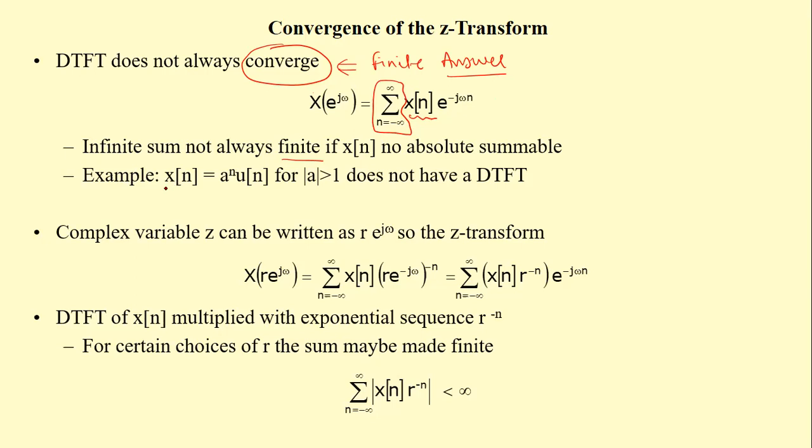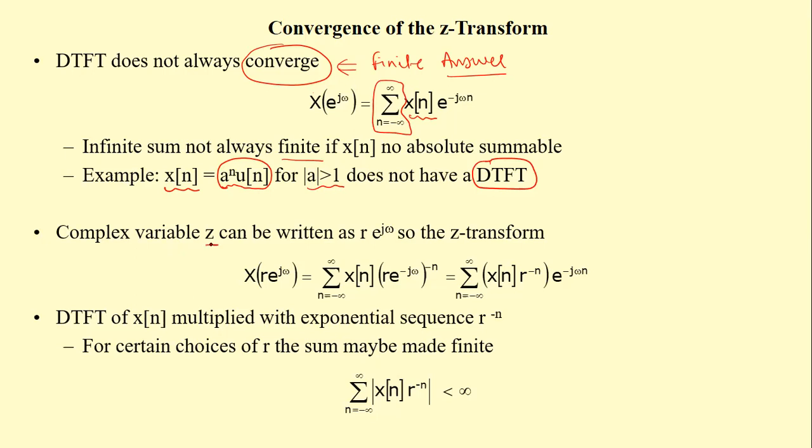For example, we have x of n is equal to a raised to the power n times u of n. So this is, let us say, some sequence. If you put the value of a greater than 1 for this particular sequence, its discrete time Fourier transform will not exist because it will not converge.